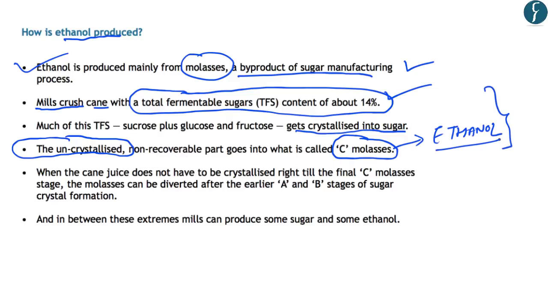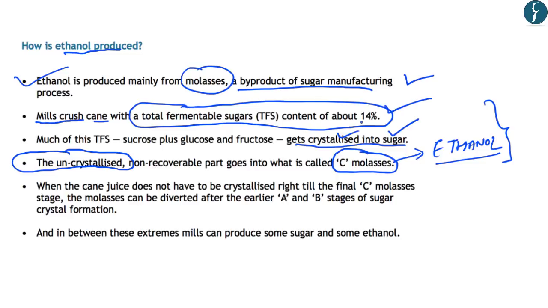And this molasses can be used for producing ethanol. This is the best case scenario where most of the sugarcane juice has been converted into crystallized sugar and the uncrystallized part has been converted into C molasses. Where most of the total fermentable sugar has been converted into crystallized sugar and the leftover part is converted into C molasses. However, there can be various intermediate stages before this stage is reached. For example, most of the total fermentable sugar may not be converted into crystallized sugar and will remain in uncrystallized form. And this represents different stages of molasses which are produced.